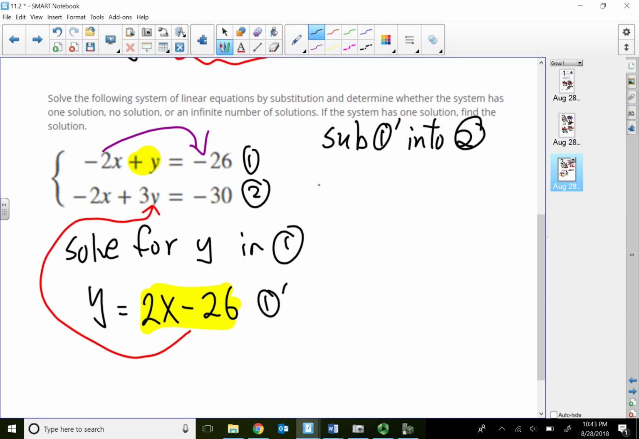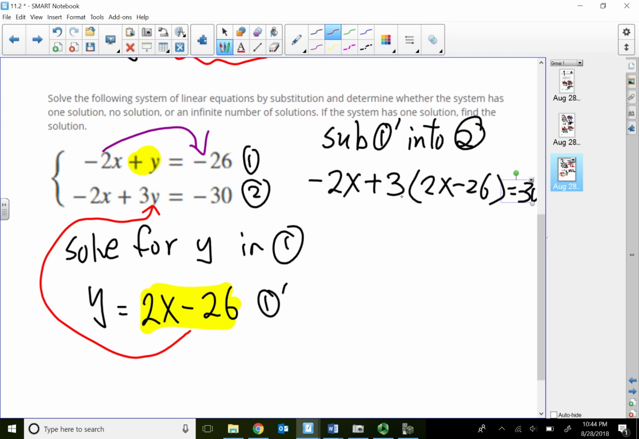So my second equation normally says negative 2x plus 3y. Now the 3 will not multiply the y, but my two terms that were representing what the y is, which is 2x minus 26. Substituting two terms for one thing, put it in parentheses, still equal to negative 30.